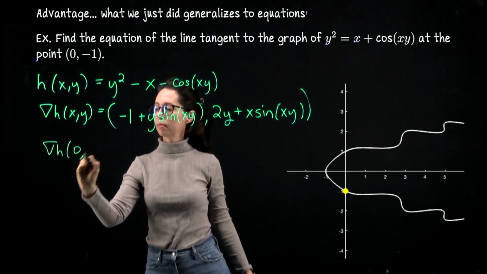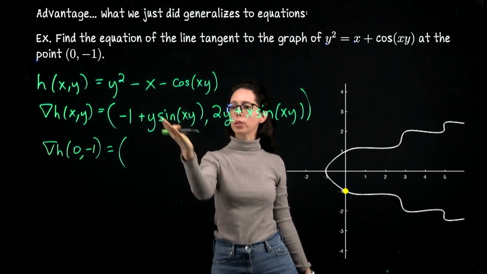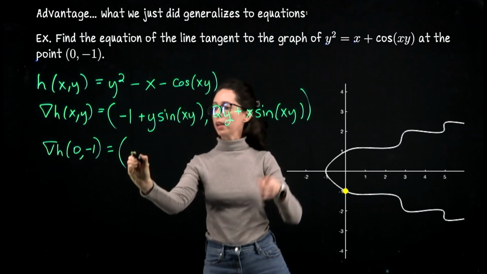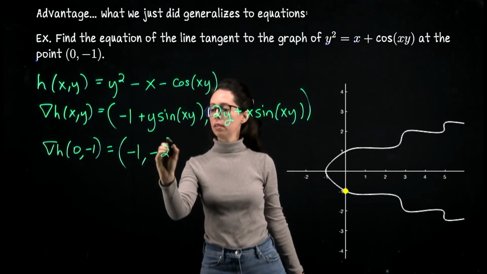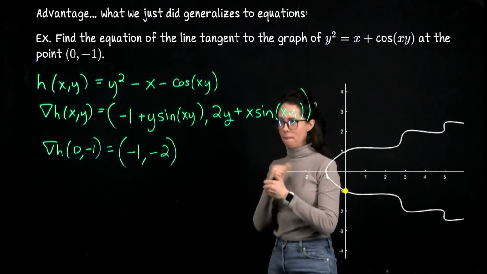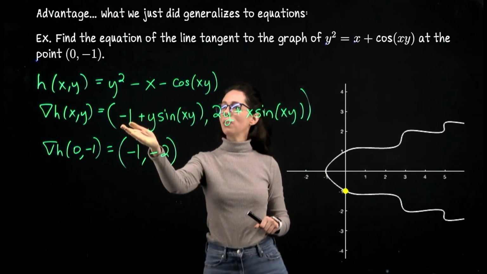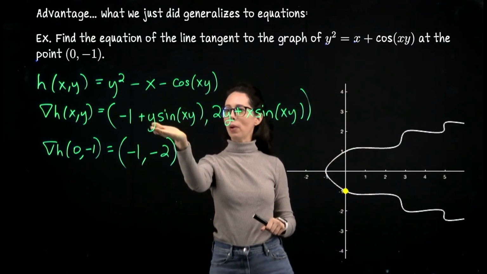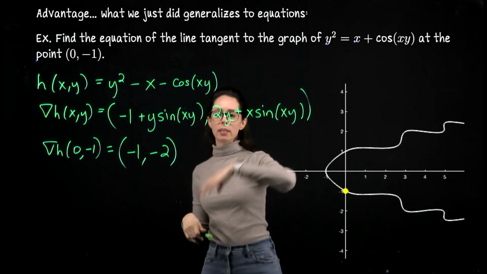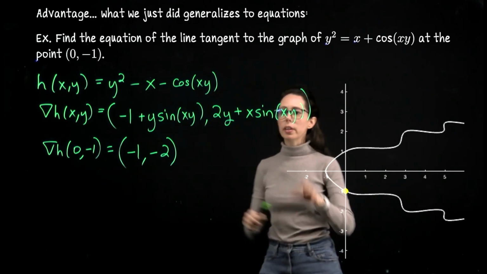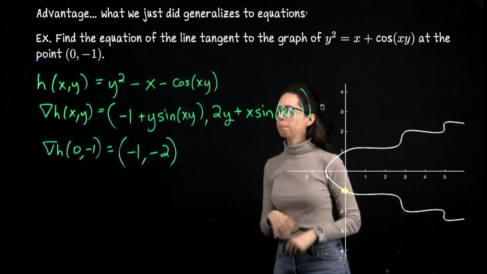So let's see, we would get x is 0, which is going to make the sines disappear. -1, sine disappears, -2. I'm just going to take a moment to check my work. So -1, sine xy, y pops out. Okay. 2y plus sine xy times x. And then when we plug in x equals 0, sine of 0 is 0. So (-1, -2). All right, looks good.